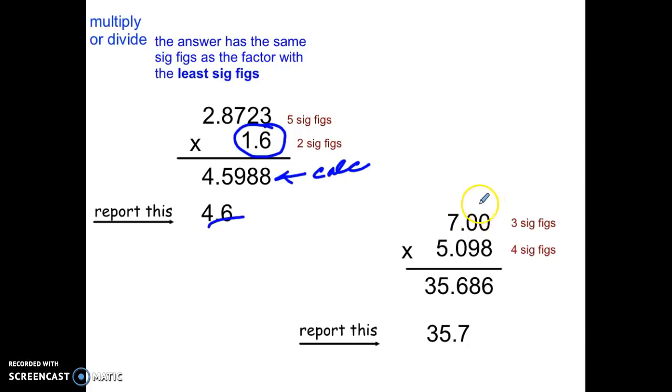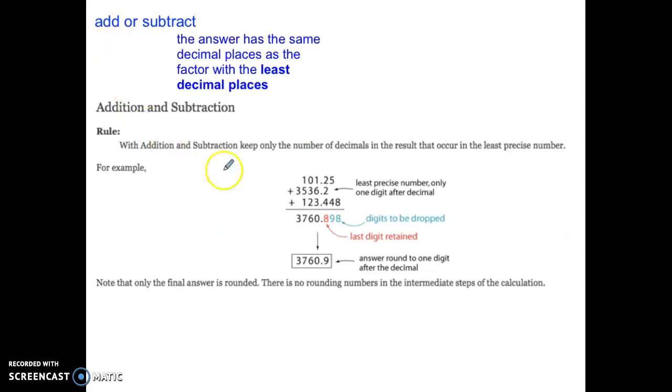Here you've got a factor that has 3 significant figures. Remember, the trailing zeros are significant because there is a decimal point. You have a factor that has 4 sig figs. When you do this in your calculator, it will say this. You can't report all of that. You can only report up to 3 sig figs because of this factor, and you end up with 35.7. So multiplying and dividing, it's pretty easy. You are multiplying or dividing. You look at the factor that has the least number of sig figs, and that's how many sig figs you report. Where it gets interesting is when we are adding and subtracting.